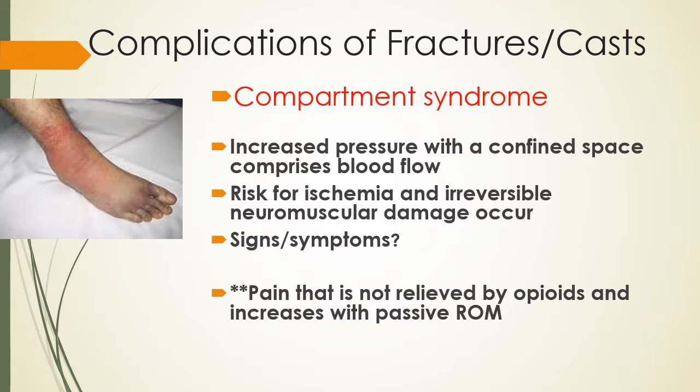So compartment syndrome is a complication of a fracture or a cast, or can just occur related to a musculoskeletal injury. So sometimes even in a joint or even in a hand or an arm, when we have injury to it, there becomes so much bleeding and swelling underneath the skin that eventually the skin is pulled as taut as it can be, and then the pressure has nothing else to do but go inward on the blood vessels. So these patients are going to have decreased blood flow to the distal part of wherever the injury is. They have risk for ischemia, and irreversible neuromuscular damage can occur.